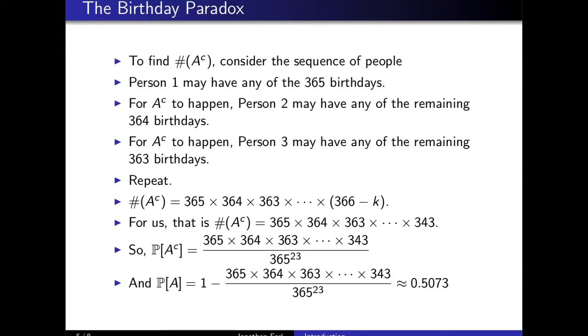And in that case, this probability works out to about 50.73%. So actually, the probability that any two of us share a birthday is over 50%. And 23 is, interestingly, the smallest number of people that you need to get the probability of at least two people sharing a birthday over 50%.